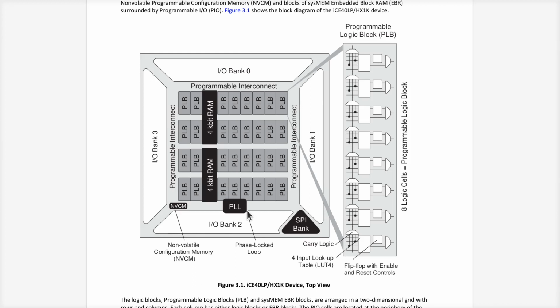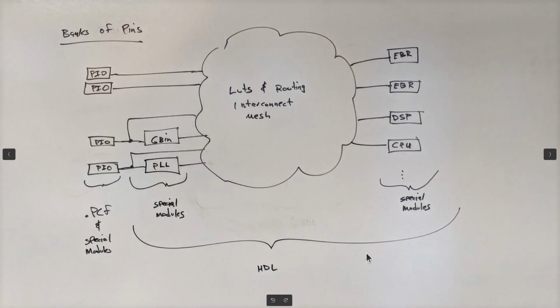We can make a more general view of this that'll apply to most FPGAs, okay? And that's something that looks a bit more like this. So inside this cloud, you have all these lookup tables in the routing mesh. Let's just stick it all in one big cloud. That represents the vast majority of what all the code you will write using an HDL like Verilog or VHDL. This is really what you're dealing with when you're writing a lot of that code.